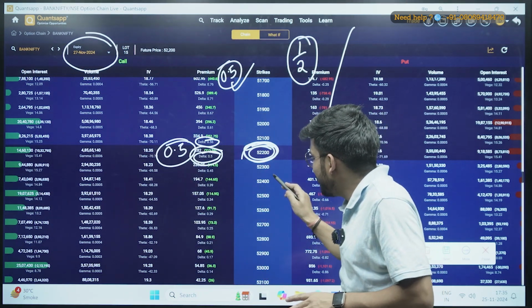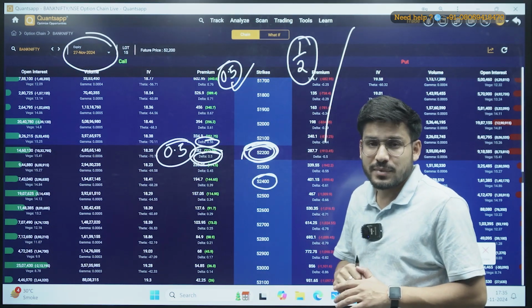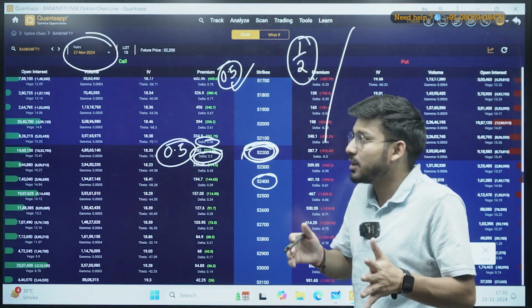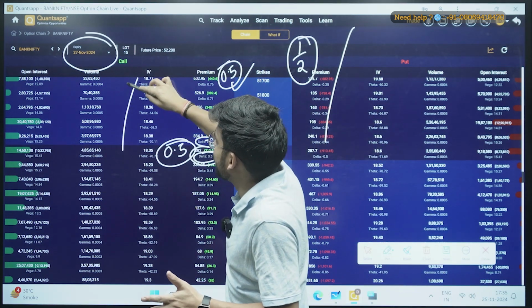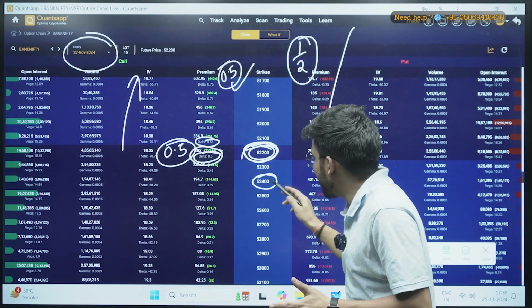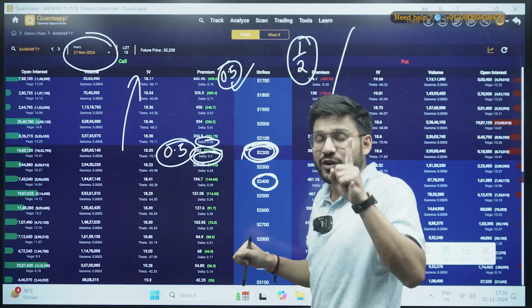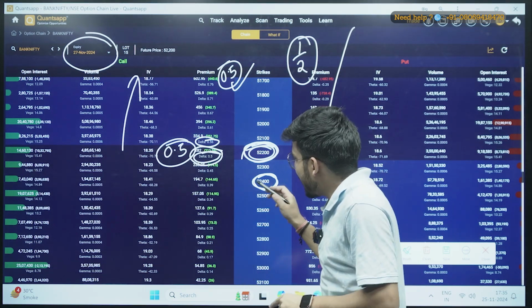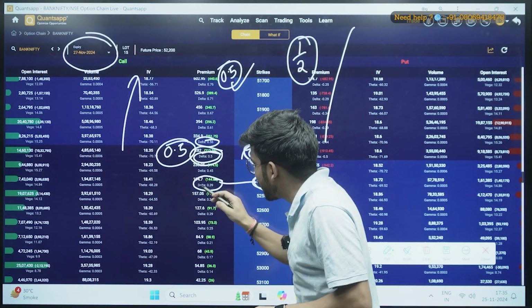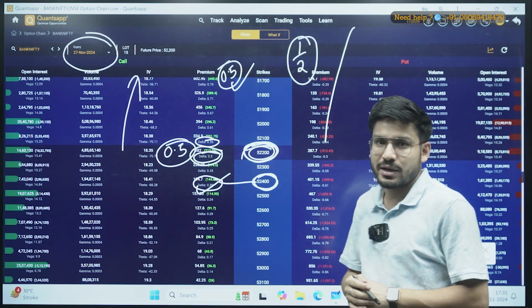Simply, if I am trading with this option, that is my OTM strike price, the OTM call, and I have an interpretation that the market will go in the upward direction and I am going to buy this one, that is the 52,400 call option, then if my market moves by 1 point, I will have a profit of 0.39, because my delta is 0.39, right?